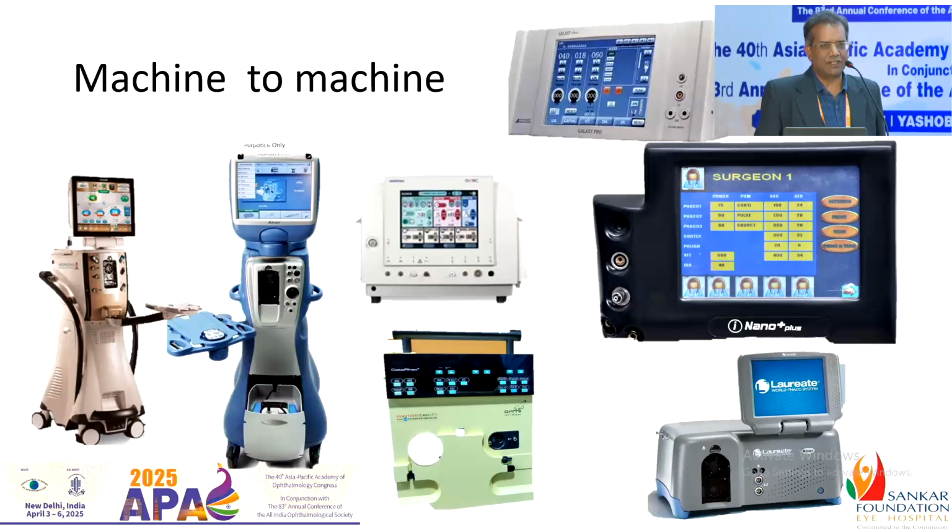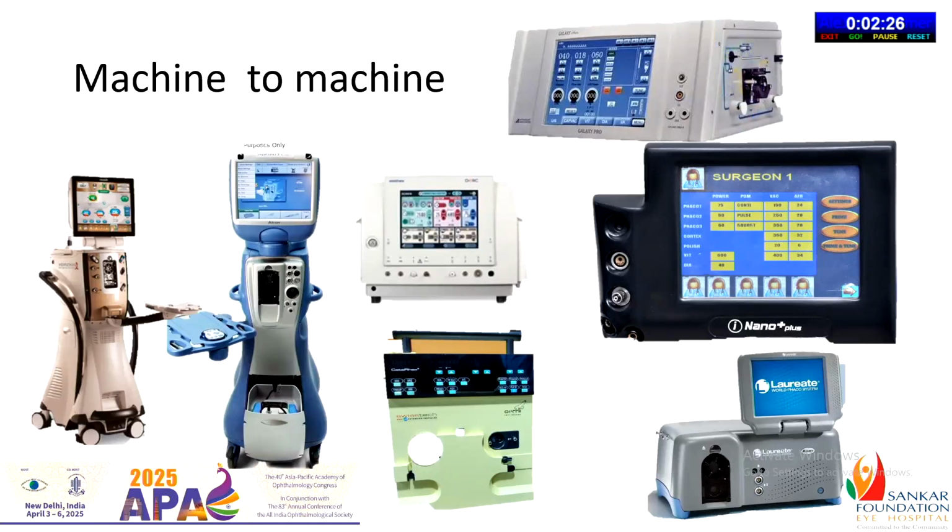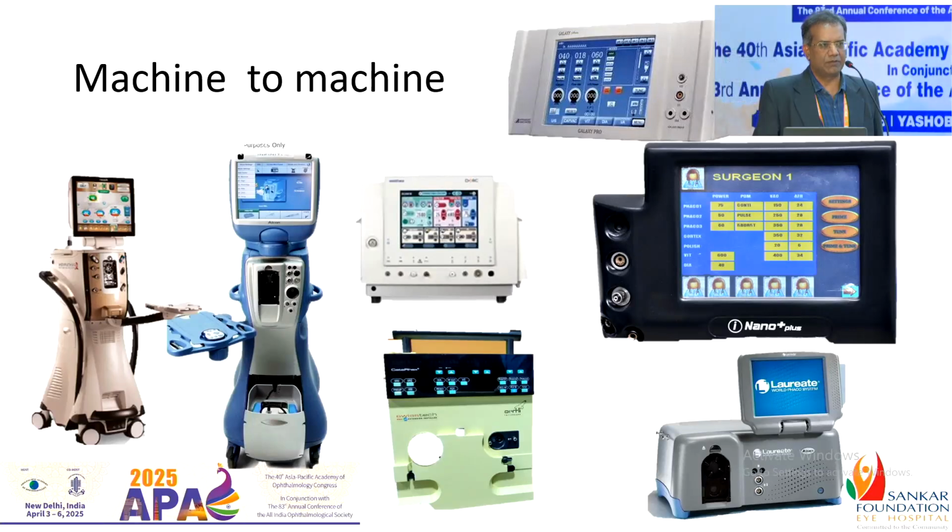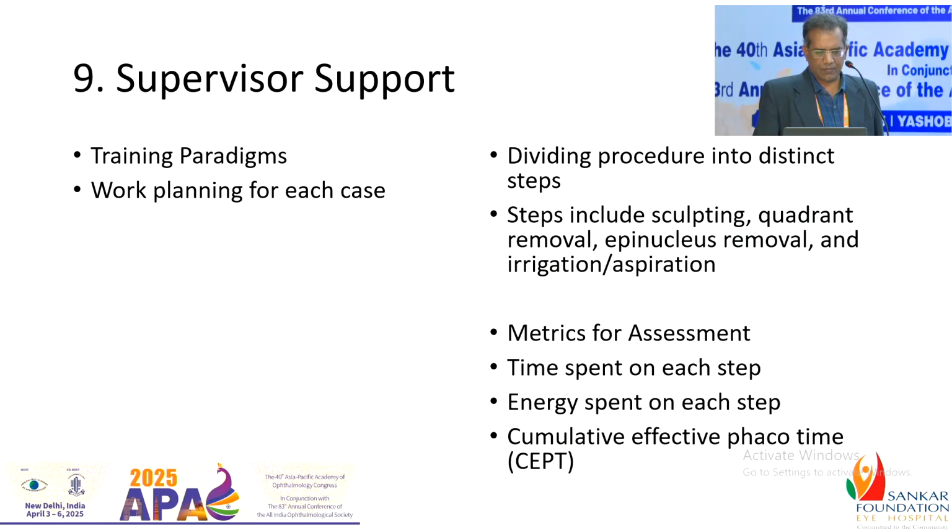And machine-to-machine factors are important. Each machine will be having somewhat different parameters. The zero error may be there, and so the 400 vacuum in one machine may not be same as the other. And there may be many phaco modulations that are unique to each machine. And we have to understand the strengths of the machine and then be able to use them.